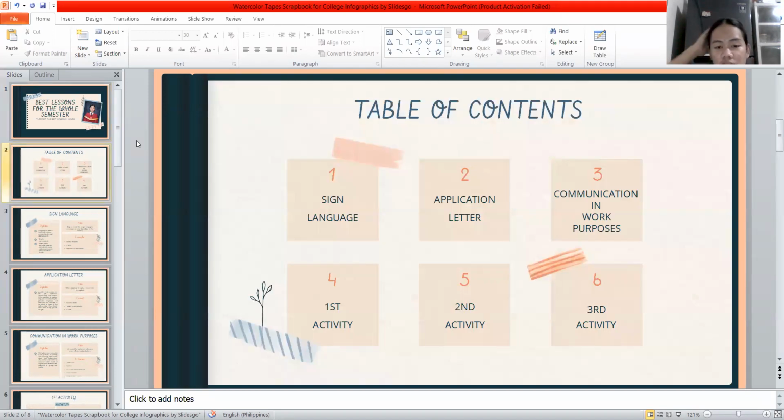This presentation is divided into 6 parts. First is sign language, which is the first lesson that I really love in this subject. Second is the application letter. Third is communication for work purposes. Fourth is the first activity. Fifth is the second activity. And last is the third activity.